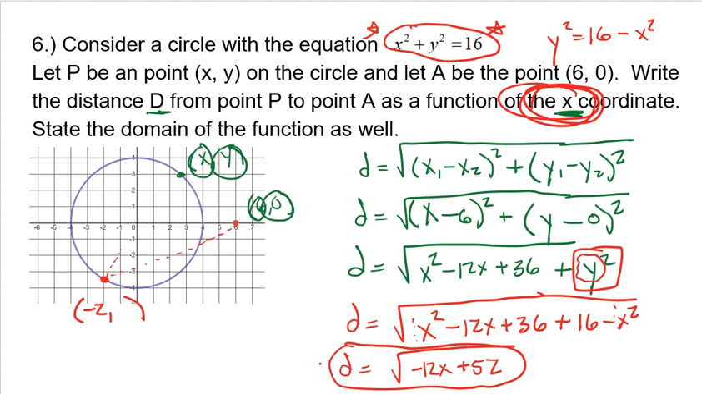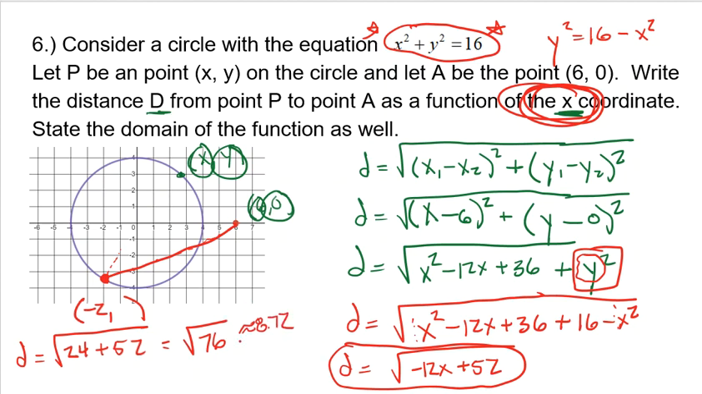So if I plug negative 2 in, let's see here, the distance will be the square root of negative 12 times negative 2 is 24. 24 plus 52, grab a calculator if you need to. 24 plus 52 is 76. So the distance from this point right here, which has an x value negative 2, who cares about the y, because my formula doesn't have a y, all the way to 6 comma 0, the distance is the square root of 76, which, if you're looking for an approximation, is 8.72. 8.72 units.